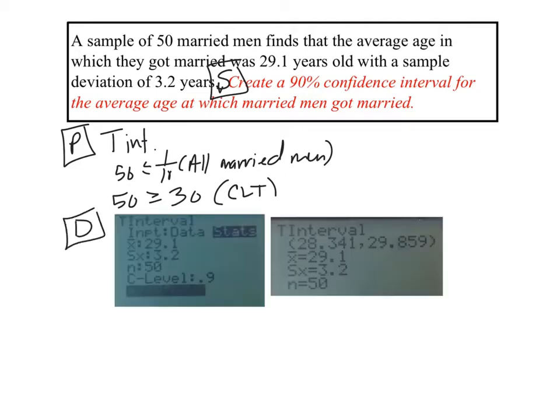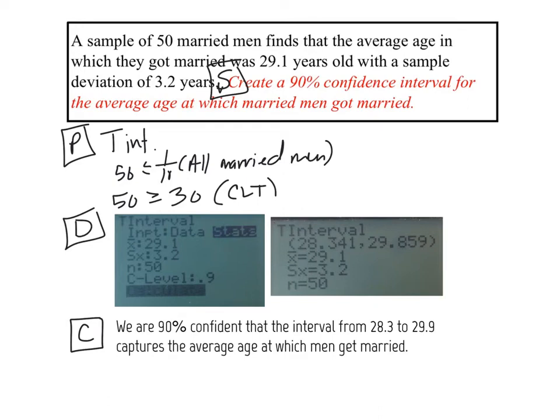All right, here are my screen grabs from the calculator. So remember, you are building a T interval because, again, these numbers, the mean and standard deviation, are both from a sample, so we shouldn't be using Z. We put in our stats. There they are. I build a 90% interval. Here it is. So now I can conclude. We are 90% confident that the interval from 28.3 to 29.9 captures the average age at which men get married.